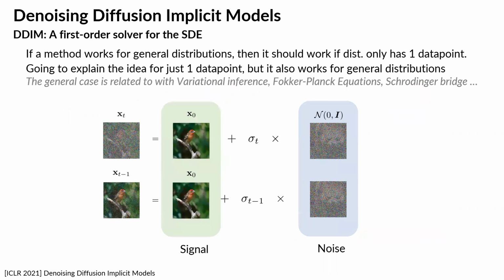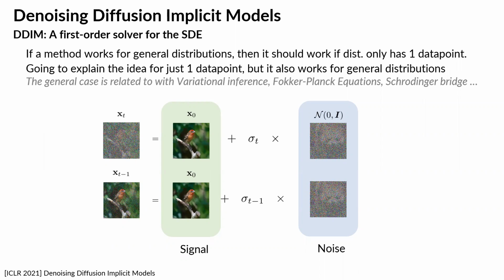But to set things up for later topics, I have to first introduce the work that I did on denoising diffusion implicit models. You can think of it as the first order solver of the previously very difficult score SDE, and the actual derivation of it is very complicated. It concerns topics like variational inference, Fokker-Planck equation, or Schrodinger bridges.